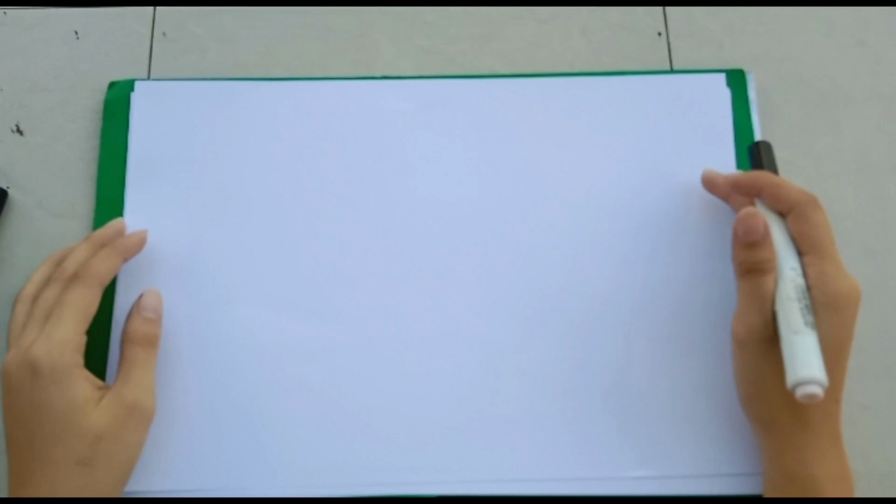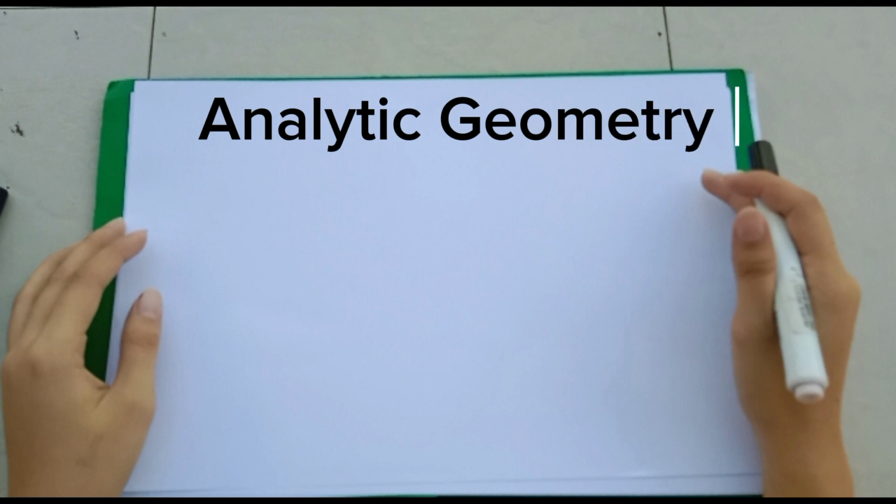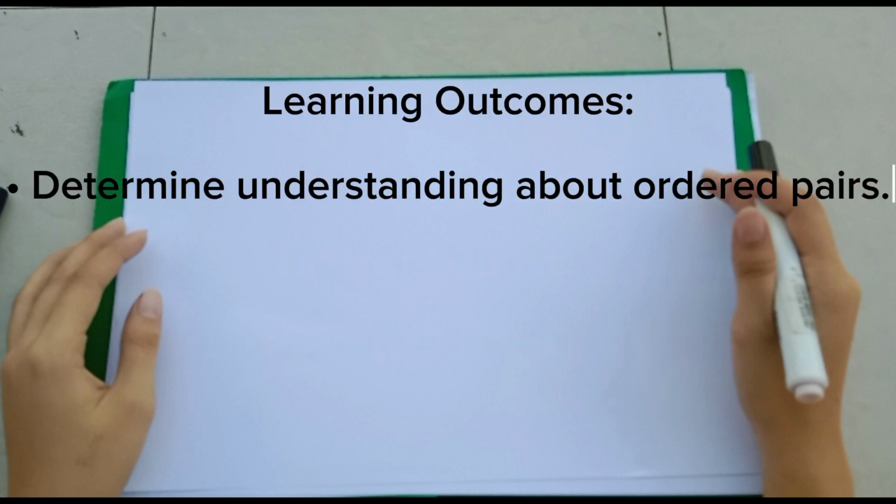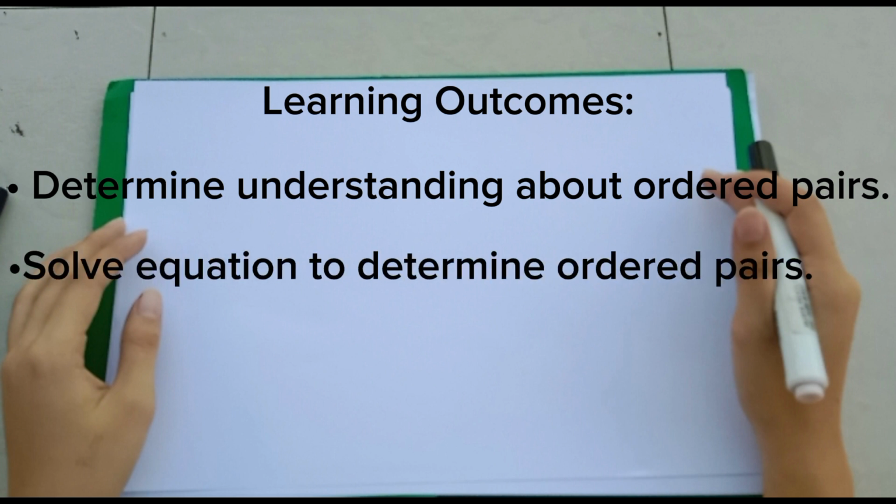Good day everyone. So today we are going to talk about analytic geometry, focusing on Module 1, Lesson 1, ordered pair of real numbers. So we have learning outcomes. First is determine understanding about ordered pairs. Second, solve equation to determine ordered pairs. And third is sketch a graph of an ordered pair.